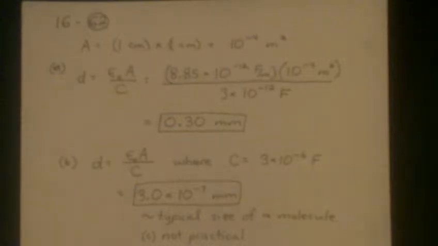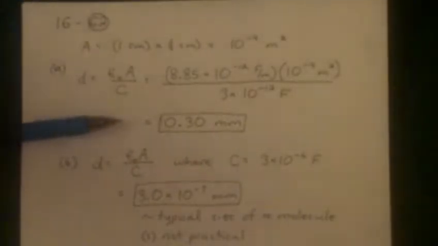And we're solving for the distance. So we plug in values. Distance equals epsilon naught, the permittivity of free space, times the area, divided by capacitance. And we get a distance of 0.3 millimeters.